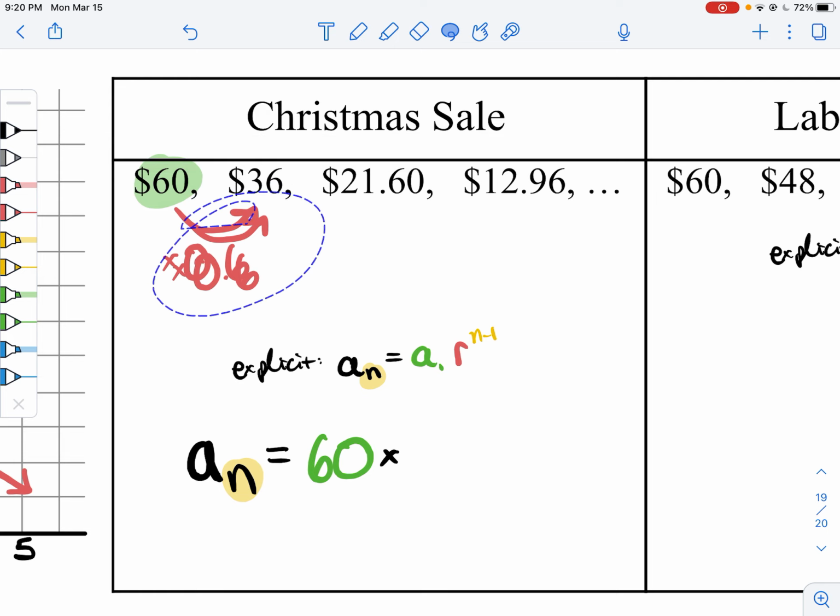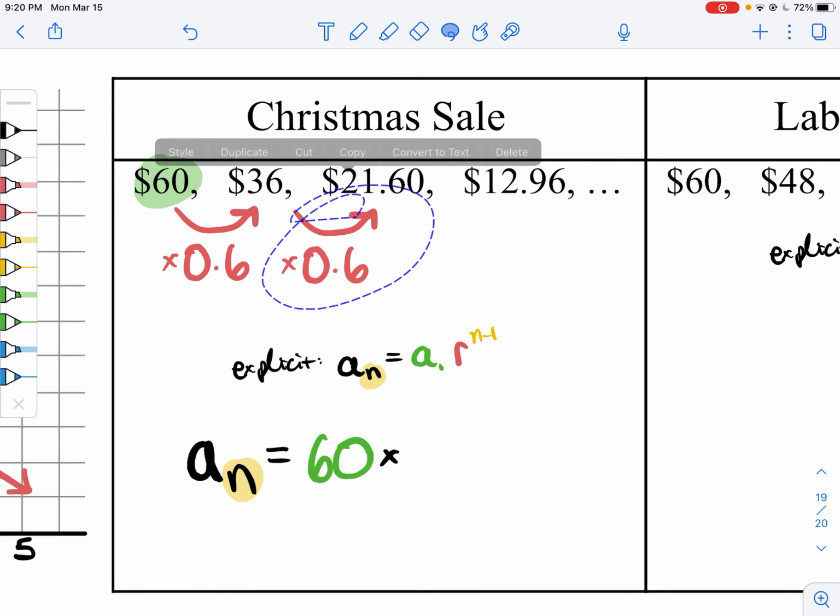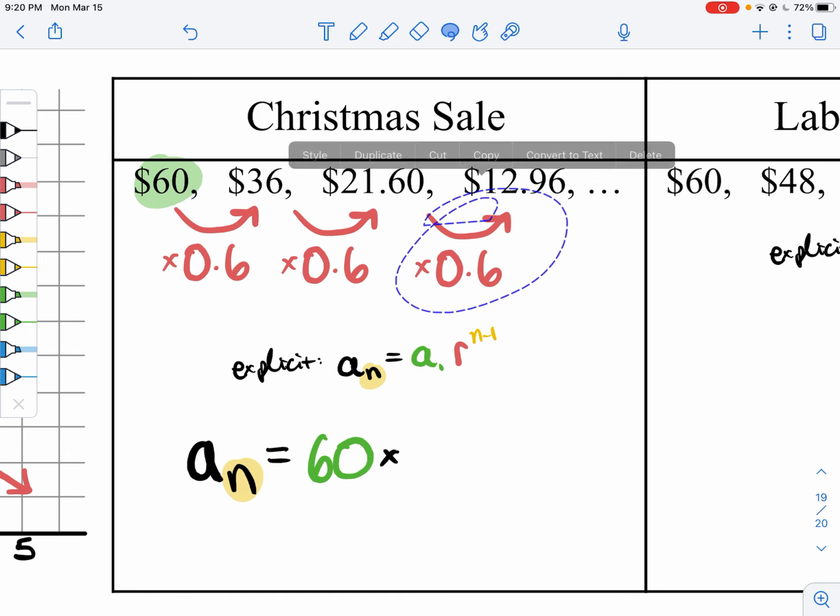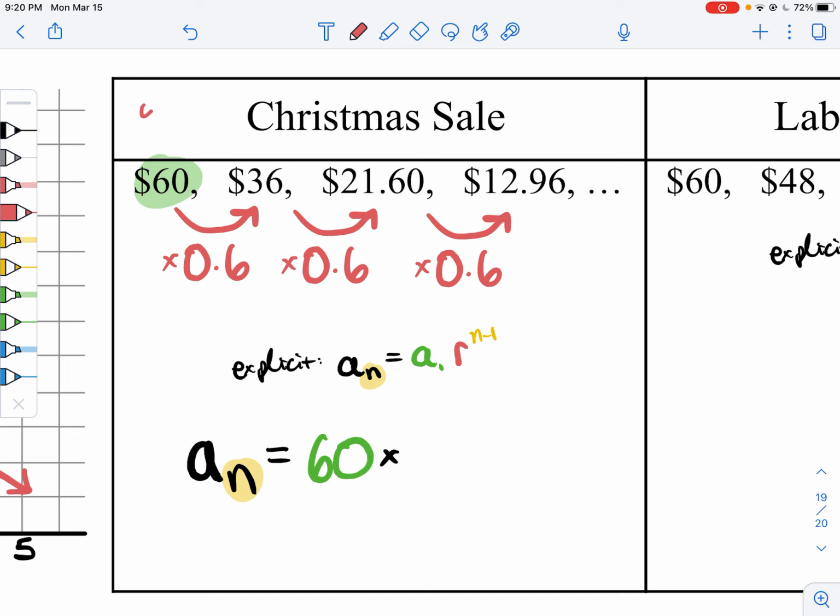And do notice that that pattern carries on. And this is actually a true story. The store that I worked at would have 40% off sales all the time. That would mean you're paying 60% of the original price. So our rate is 0.6 to the n-1th power.